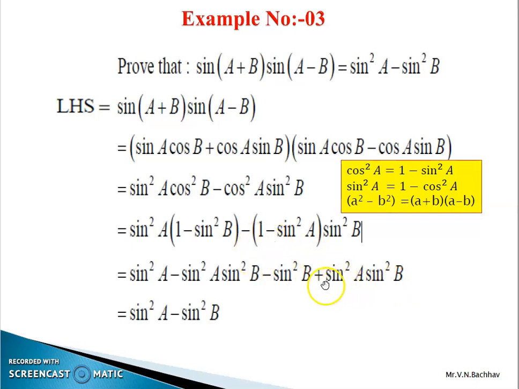Here minus minus plus. Then we cancel the same opposite terms, minus sin square A into sin square B plus sin square A into sin square B. We cancel it. Then we get sin square A minus sin square B, which is the RHS.